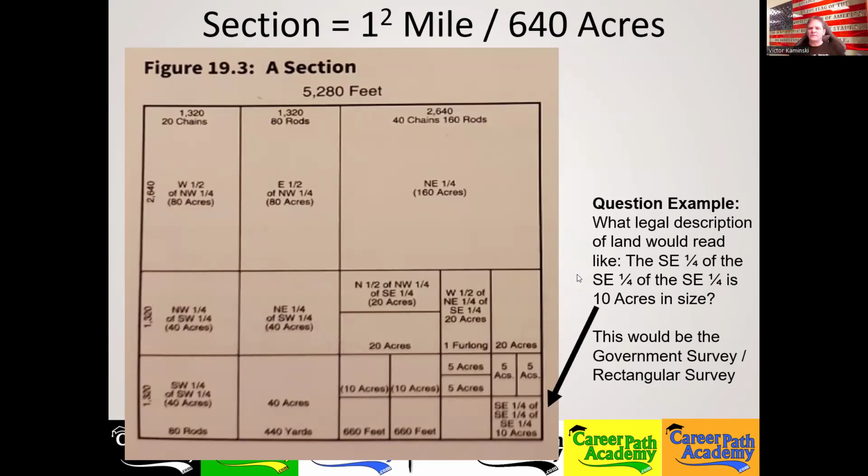I showed you how the definition of a metes and bounds survey would read. It could say going along the road or in this direction for such a distance. Okay, this is a different measurement.